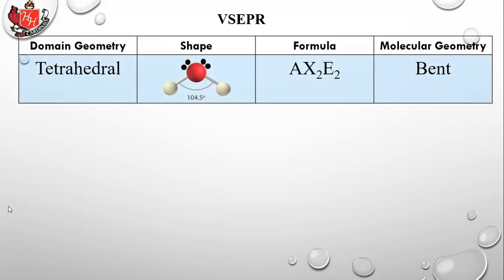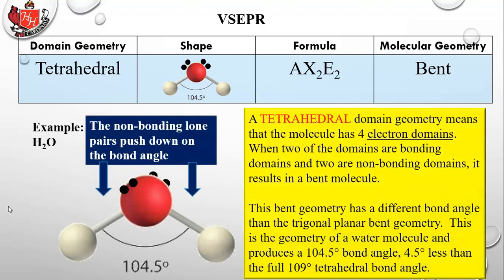Now we're still in the tetrahedral domain geometry family. That means we have 4 electron domains. This is AX2E2. So 2 of them are bonding, 2 of them are lone pairs, as you can see in the diagram. And that creates a bent molecular geometry. Now this is the second time we've seen a molecular geometry of bent. This one is different than the one you get with the trigonal planar. It's going to have a different bond angle. So this is an example of a water molecule, H2O.